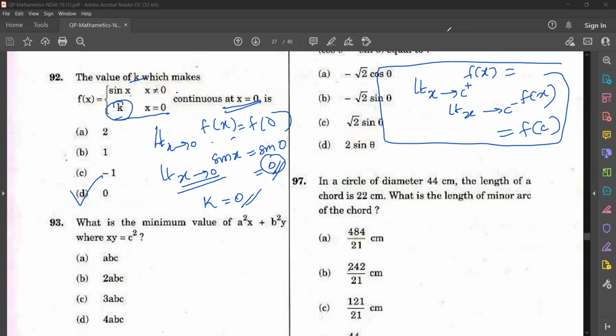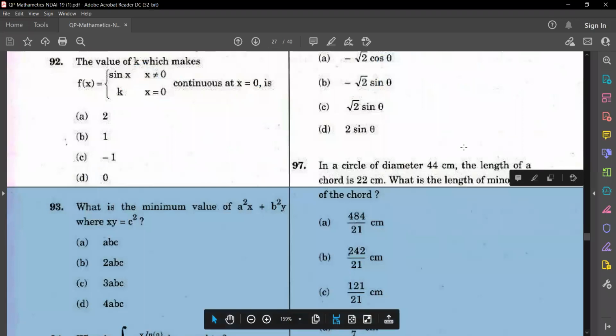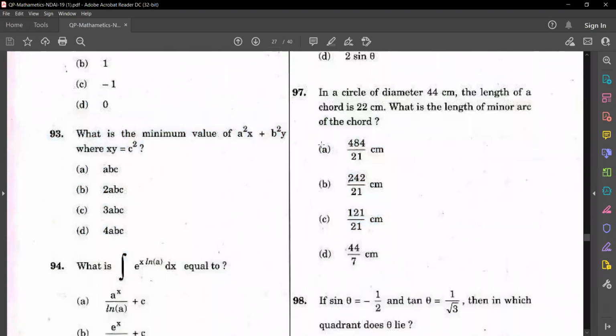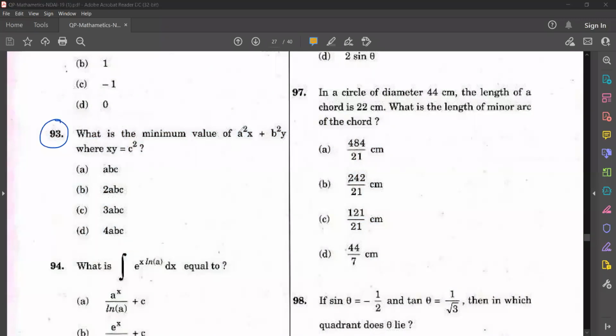Question number 93. What is the minimum value of a square x plus b square y, where xy is equal to c square? I want all of you to answer. Comment your answers. Once you get the answer, you have to find the minimum value. What is the minimum value of this function where xy is equal to c square? Please try, all of you.